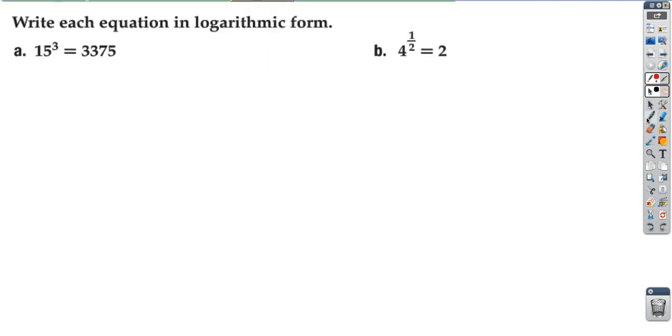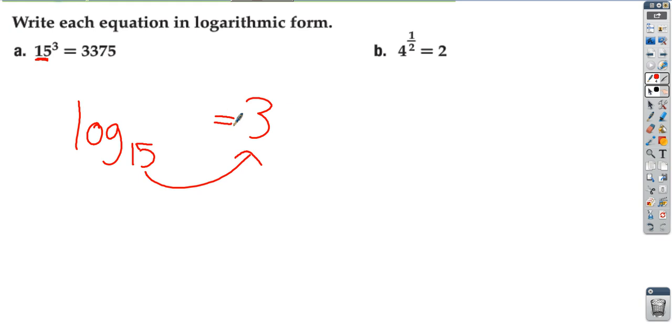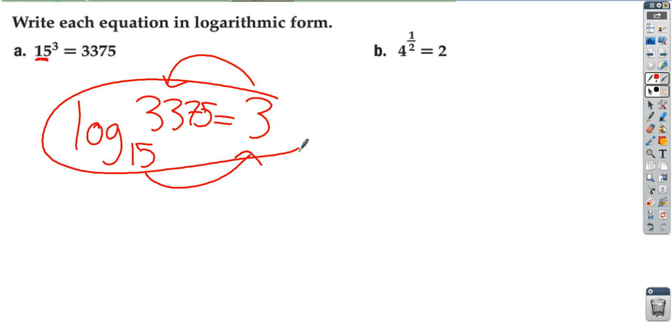Okay, let's go the opposite way now. So now we have stuff that's in exponential form. Let's try to write it in logarithm form. So this is going to be the log, and the base is always the thing that you're raising to the power. So the base here is 15. So the 15 will go right there. 15 raised to what power? Raised to the third power equals what answer? Equals 3,375. So that right there is the logarithm form of that exponent equation.